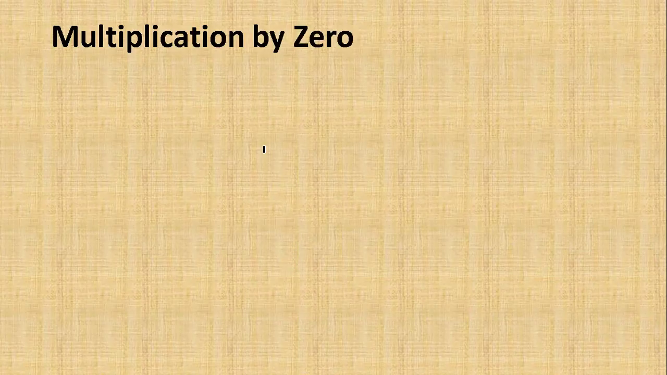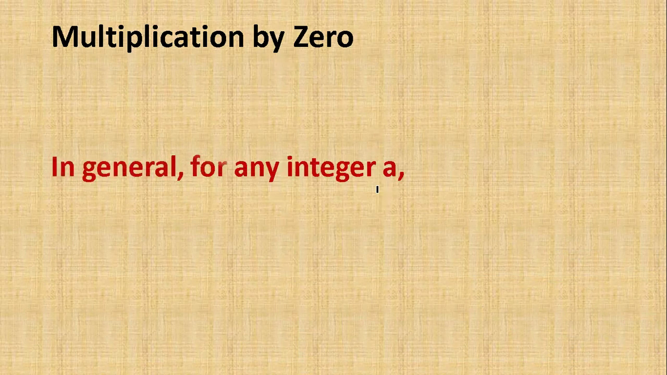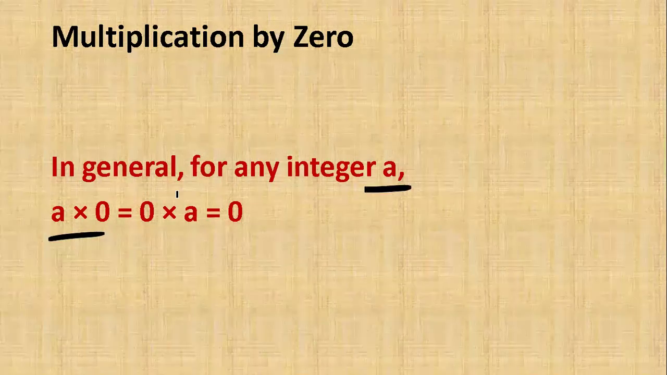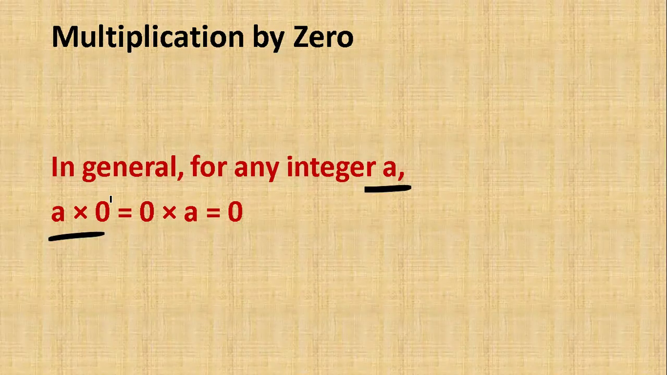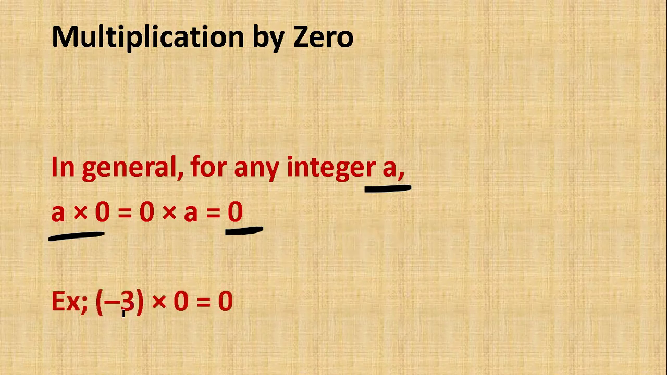Next, multiplication by 0. In general, for any integer a, a into 0 is equal to 0 into a is equal to 0. That means if we multiply any number with 0, we get 0 as the answer. For example, -3 into 0 is equal to 0.